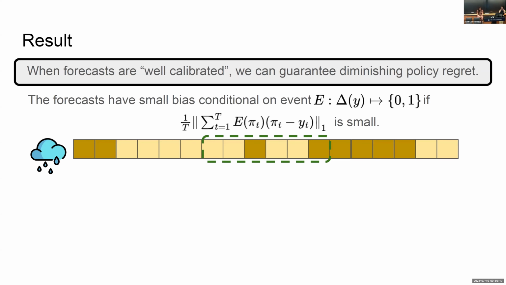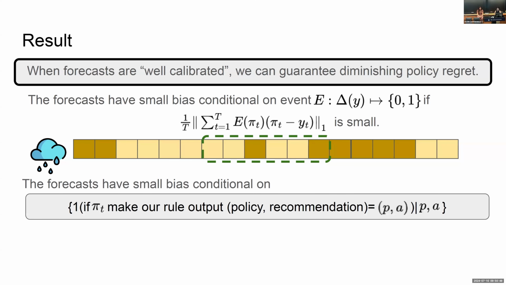We define a set of events, and we say that if the forecast has small bias conditional on these events, then the forecasts are well calibrated. An event is a mapping from forecast to 0, 1. So an event defines a subsequence, and we say the forecast has small bias conditional on this event if, on this subsequence, the forecast has a small error.